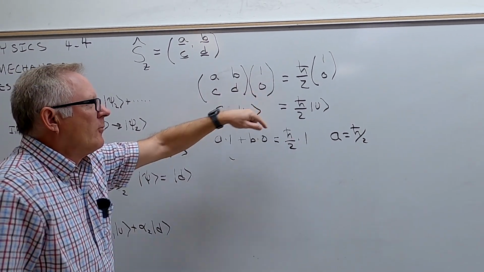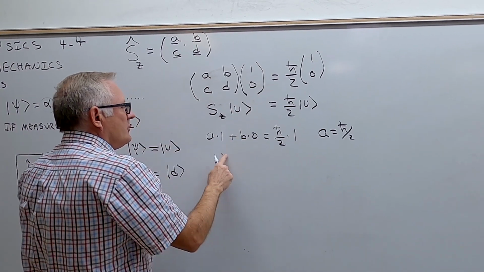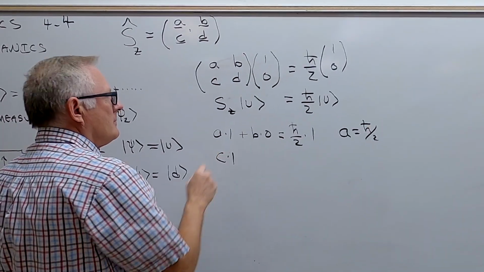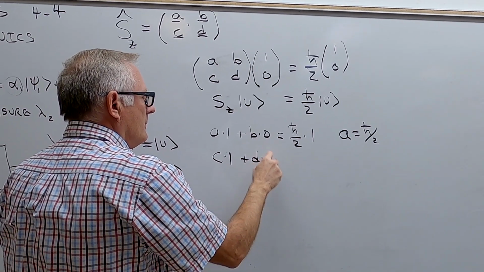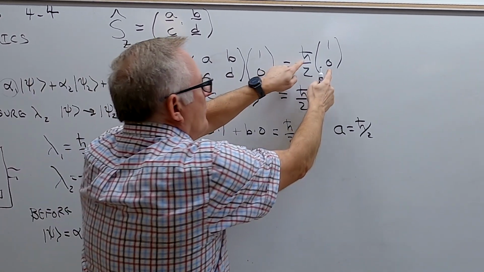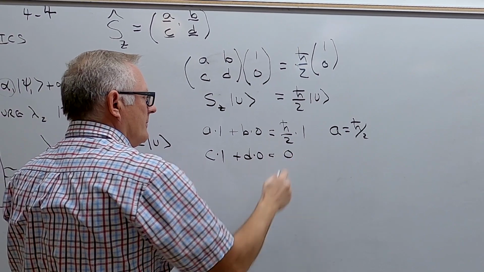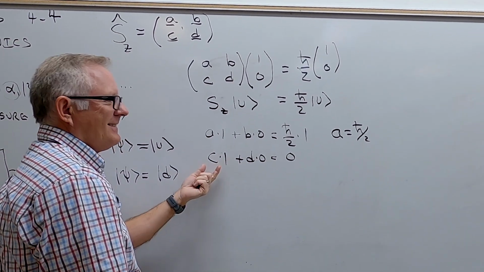Let's look at the bottom row right here. We got C times 1 plus D times 0 equals the bottom right here, which is 0. Well, this says that C equals 0.